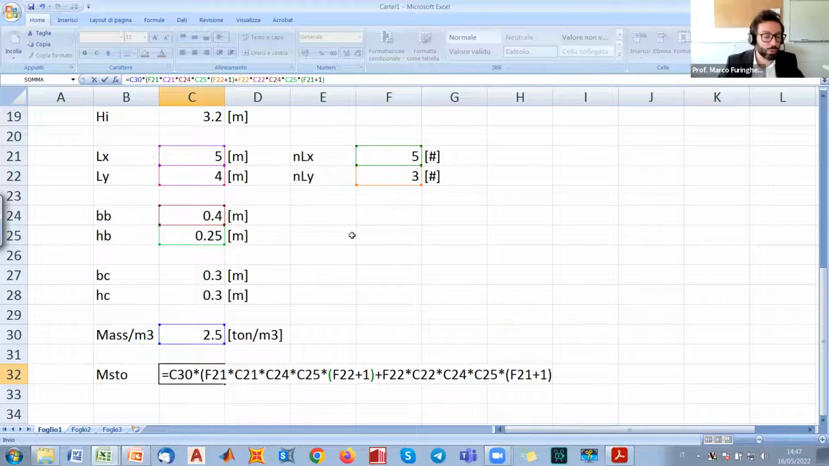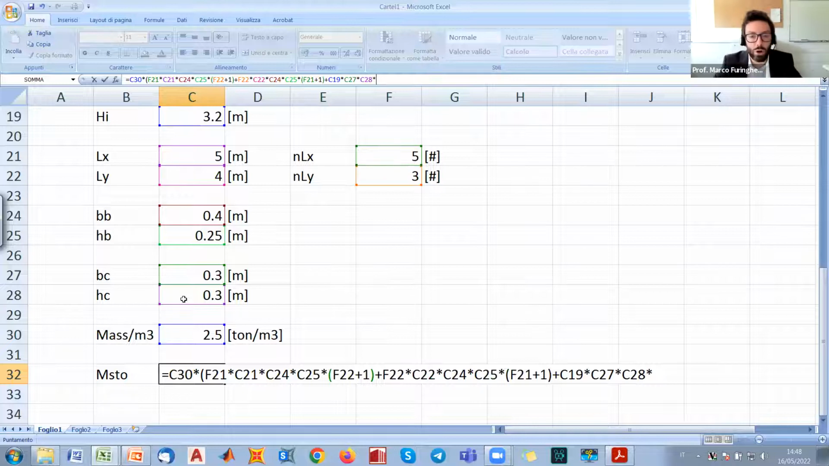Then we have to sum up all the columns, and columns are just the interstory height times the sizes of the section of the columns times the number of columns. The number of columns is the number of span lengths along the X plus 1 times the number of span lengths along Y plus 1, and then that's it. And I think we are done.